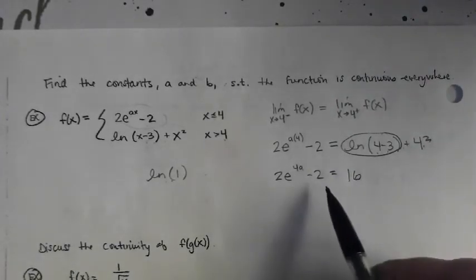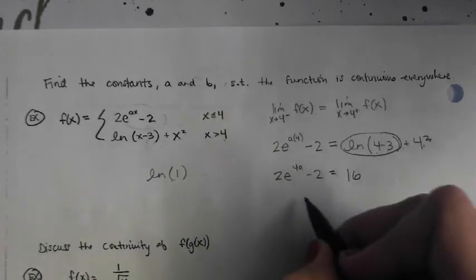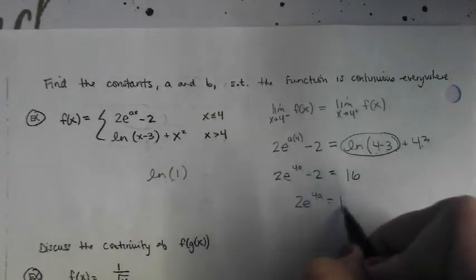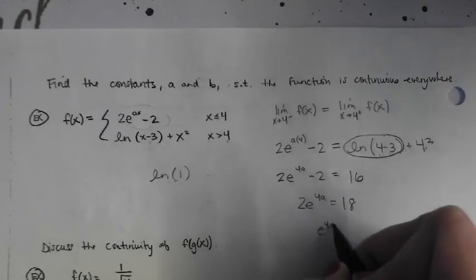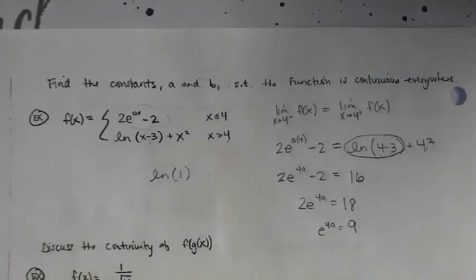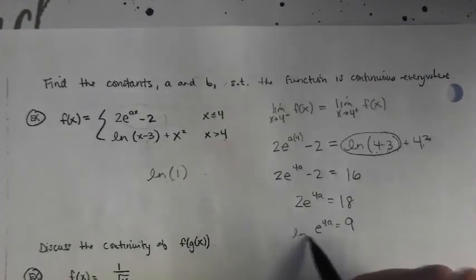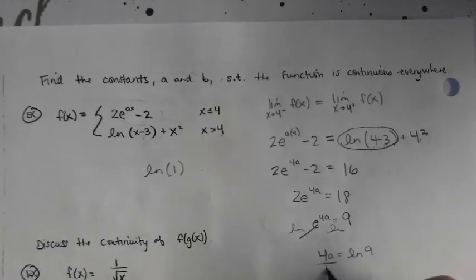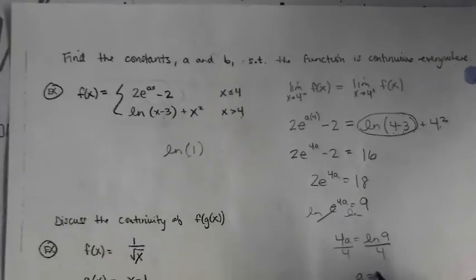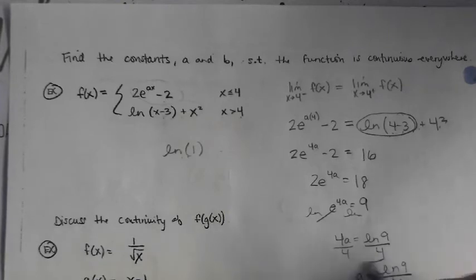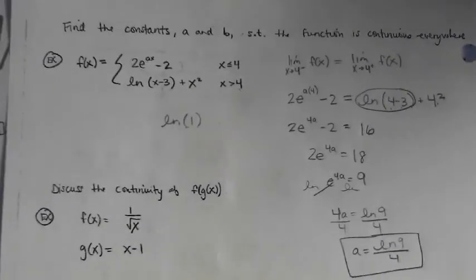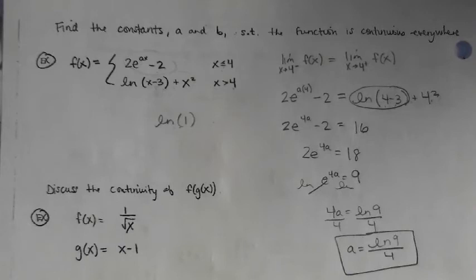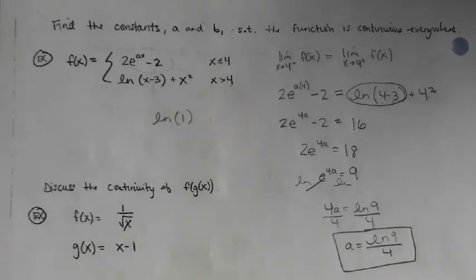Okay, thank you. And then we just solve that. Add 2 to both sides. Divide by 2 on both sides. Take the natural log of both sides. I'm solving for a here. So 4a equals the natural log of 9. And just divide by 4. So a equals the natural log of 9 divided by 4, which will be some crazy decimal, but multiple choices will present it in exact form.